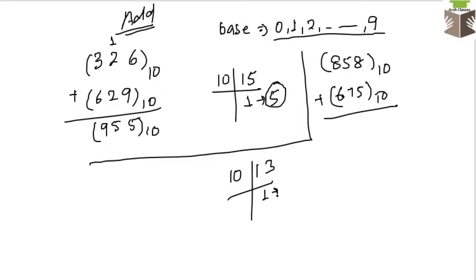We take the quotient part and the remainder part is 3. So this is 3 and the quotient part is 1 here, right? Now 5 plus 1 is 6, plus 7 is 13. Again you will divide, you will say the remainder is 3. So write the remainder as it is and the quotient part, which will be 1, we will write here.